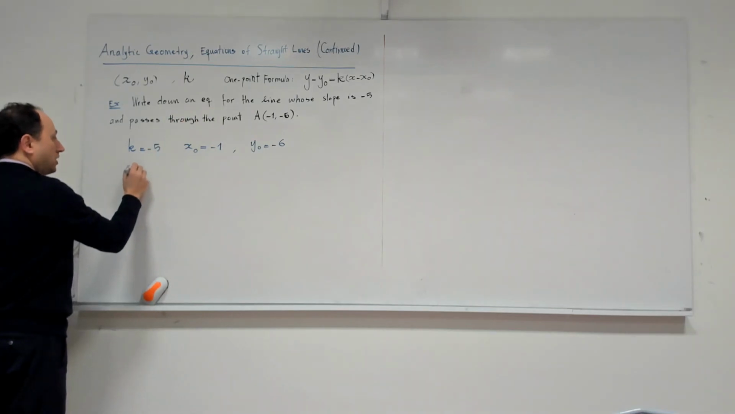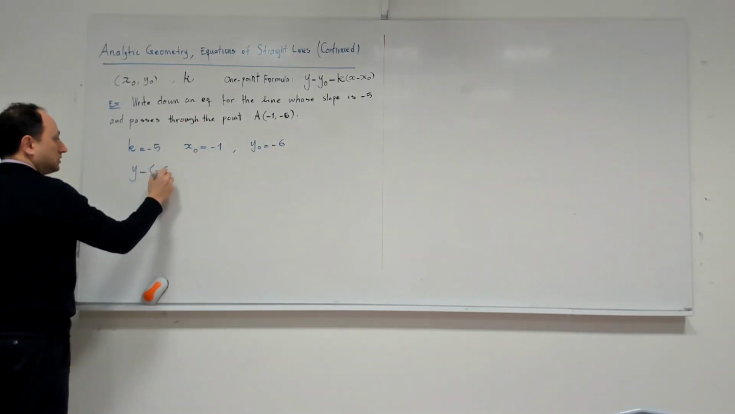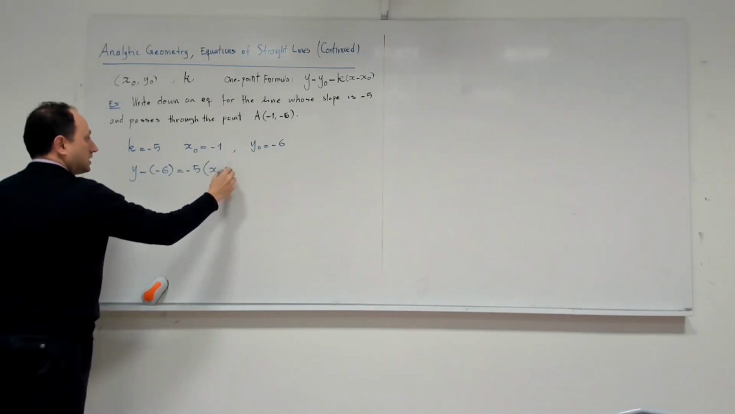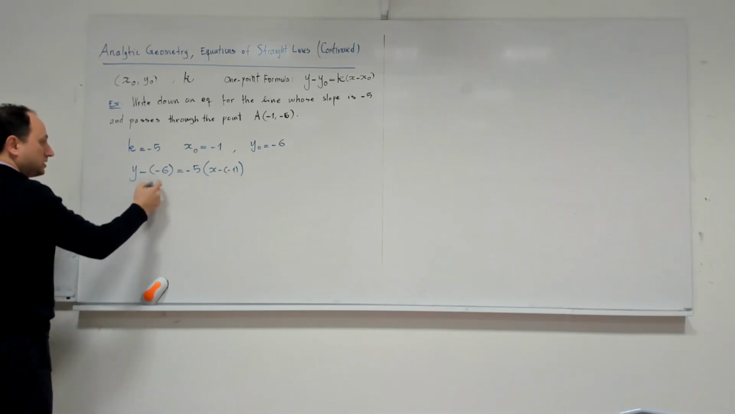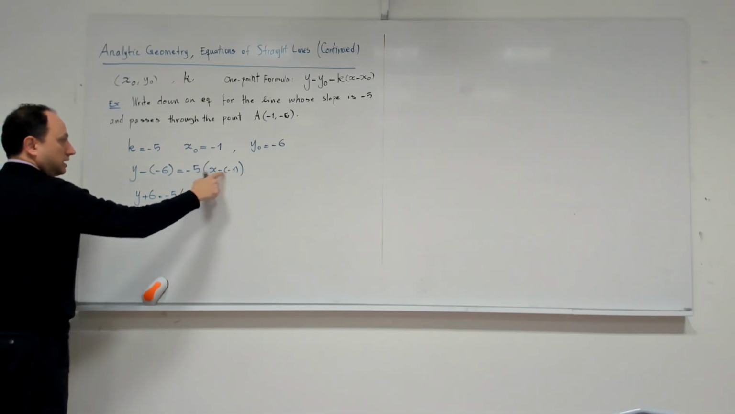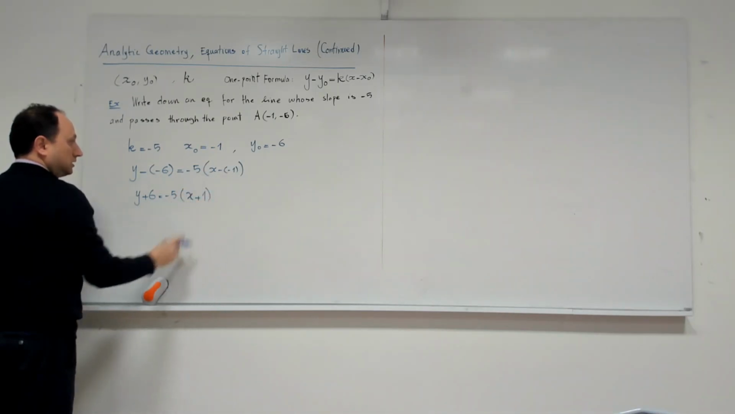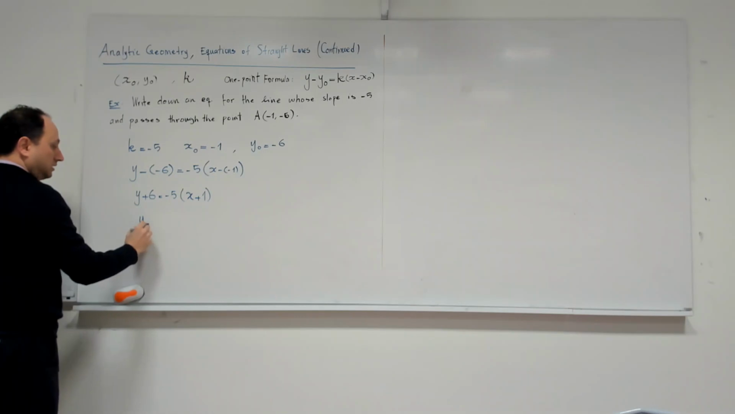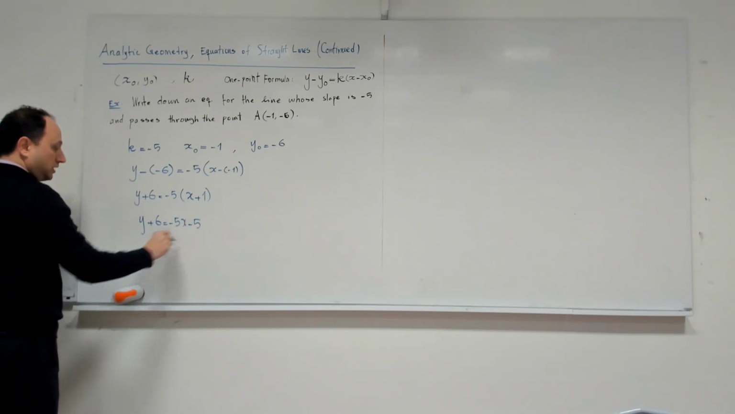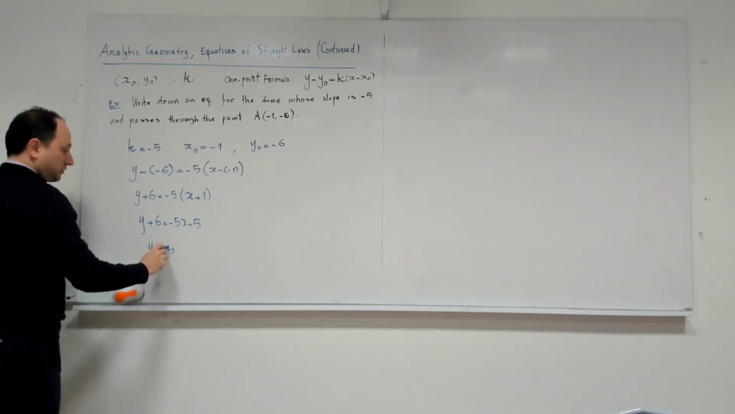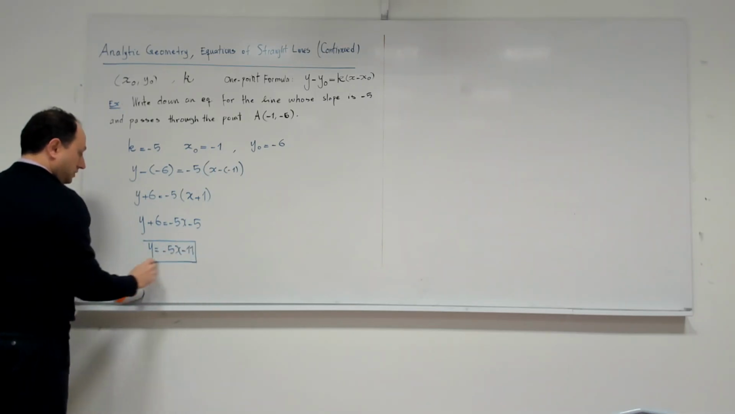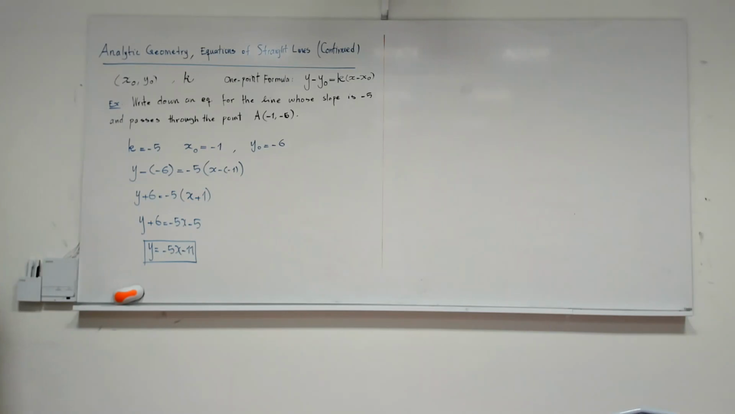So I would write y minus y node is equal to k times x minus x node. I simplify that: y plus 6 equals minus 5, and then x minus minus 1 is x plus 1. And then I multiply minus 5 in, it becomes minus 5x minus 5. I move 6 to the other side, it becomes minus 5x minus 5 minus 6, which is minus 11. So then I will stop here. So this is an equation.